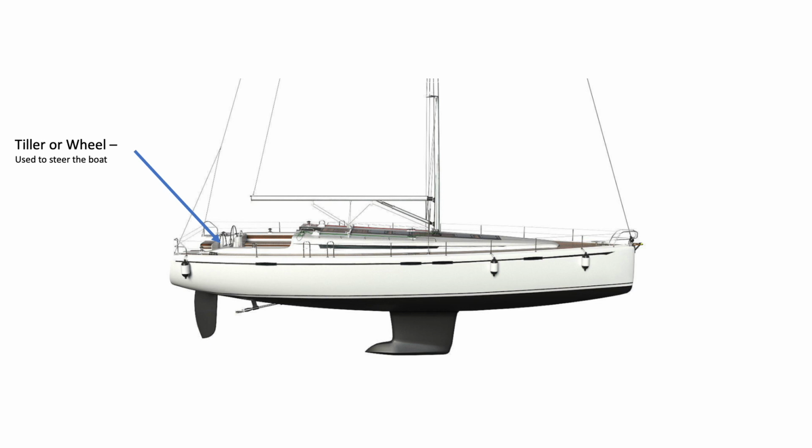A boat can be steered by either a tiller or a wheel. A tiller is a handle that is connected to the rudder. It allows the sailor to control the direction of the boat by turning it left or right. A wheel is typically found on larger boats, and it operates in a similar way to a car steering wheel.